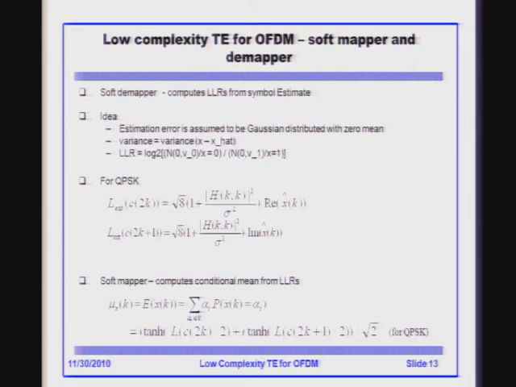variance of the estimation error is this, and the log likelihood ratio is defined to be the log of the ratio of the conditional Gaussians, with the condition being x equals 0 and x equals 1. This is the standard definition. And once we work it through, we will get these equations for QPSK. And so that is about the demapper. And for the mapper, it's the other way around, and you get this equation.